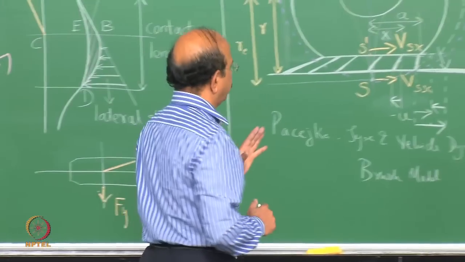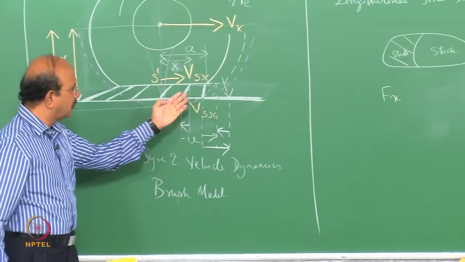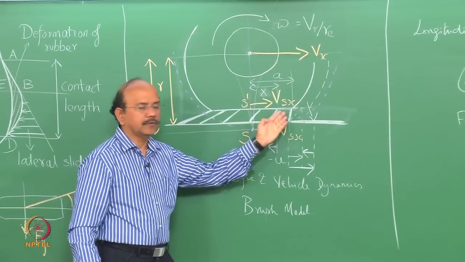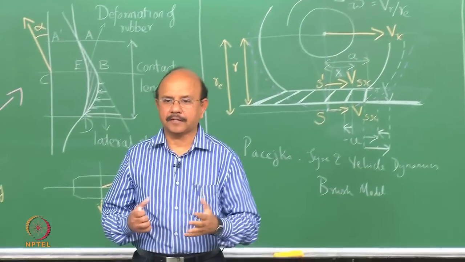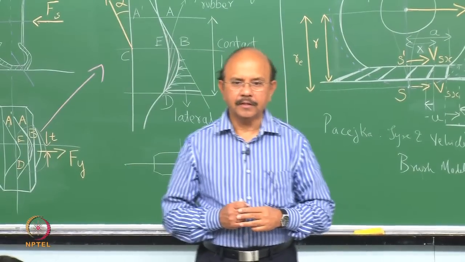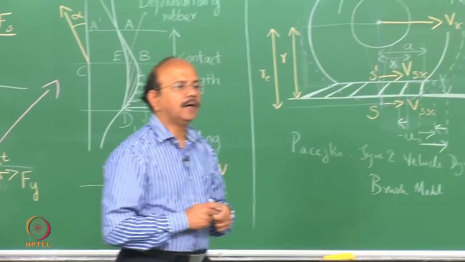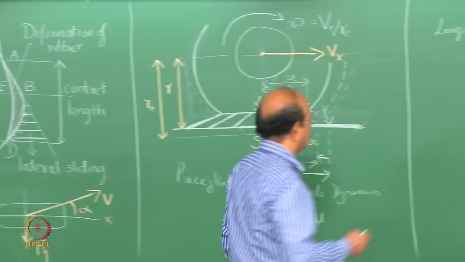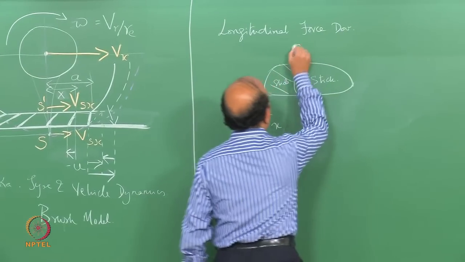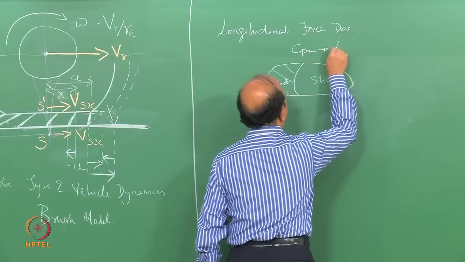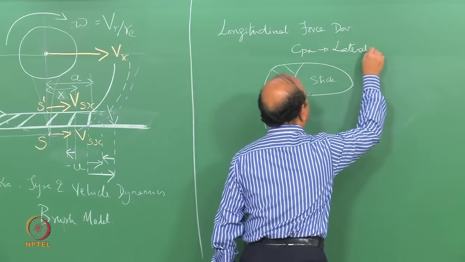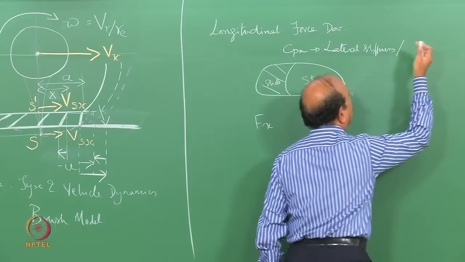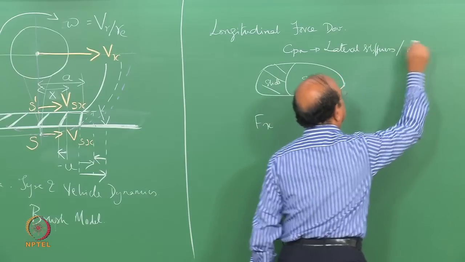So how do we do this? Simple. By means of what is called a brush model. These are the bristles, which are sticking out, say, for example, from the carcass of the tire, and they have a stiffness, let's say lateral stiffness, per unit length, which we would call CPX, which is the lateral stiffness per mm or unit length.